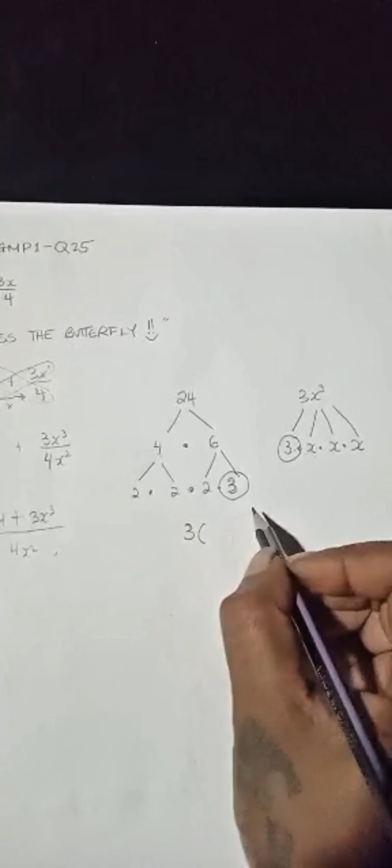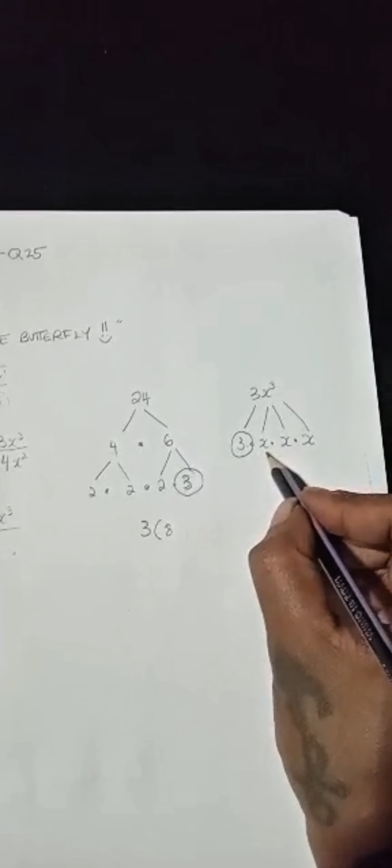multiplied together. Okay, now our HCF is recognized by the common term in both factor lists. So HCF is a 3. Then look at the other factors of 24. That's 2 times 2 times 2. That is an 8. And for the 3x cubed term, x times x times x, that is an x cubed. And that's a positive x cubed.